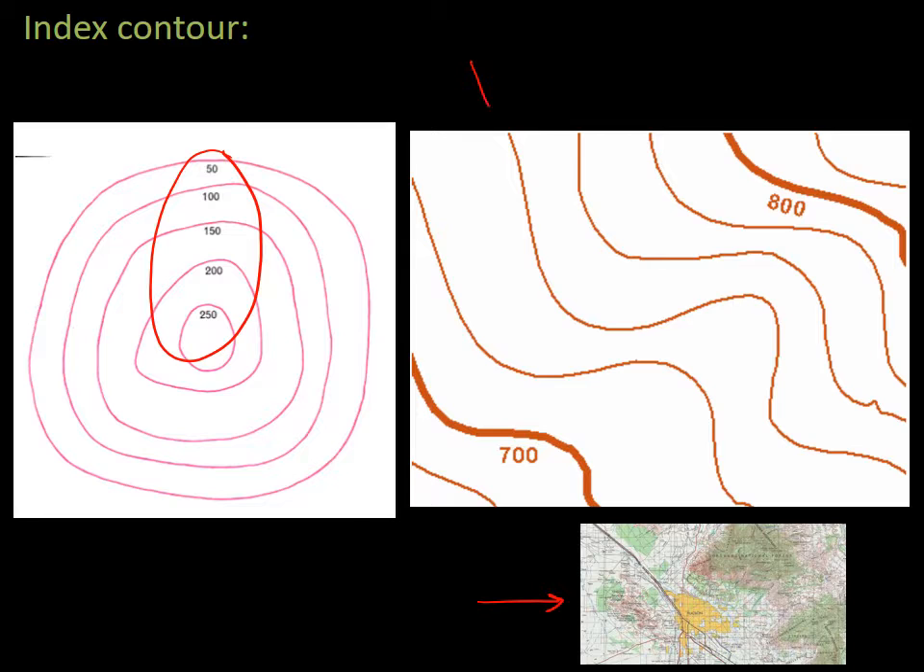Usually it's the case like this image here shown on the right, where this one is labeled and this one is labeled, and the lines are also drawn bolder than the others. So these contours, the ones that are labeled, this one and this one, are referred to as index contours. And as we'll see later, even though the others aren't labeled, you can figure out what their elevation is.